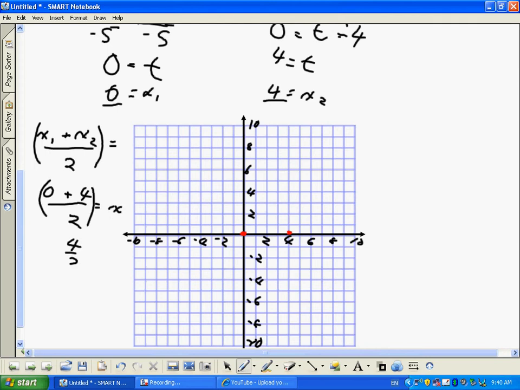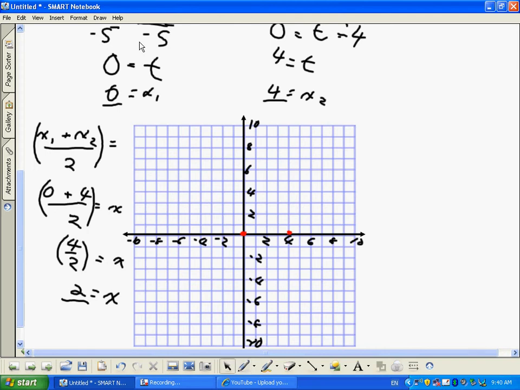This is going to become 4 over 2, which is equal to our x value, which means 2. X is equal to 2. Our axis of symmetry is always going to be exactly in between our x-intercepts. So actually, by looking at this, we could have probably eyeballed it. Between 0 and 4, the midpoint is going to be 2. We plugged it into our equation, and we found out that the midpoint is 2. That's the axis of symmetry.